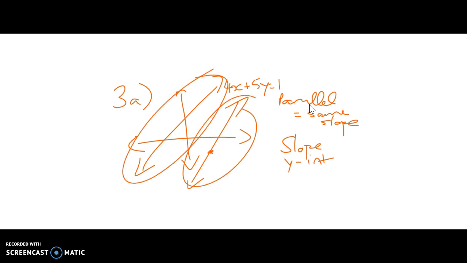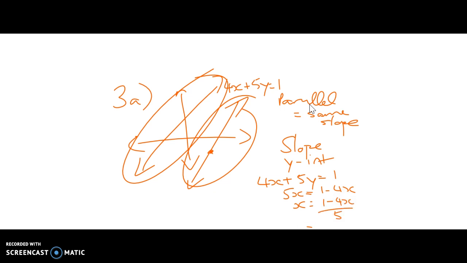Now, let's find the slope. How do you do that? Well, you want 4x plus 5y equals 1 to be in y equals mx plus c form. So we want y on its own, so we're going to go 5y equals 1 take 4x. So therefore y equals (1 take 4x) on 5.